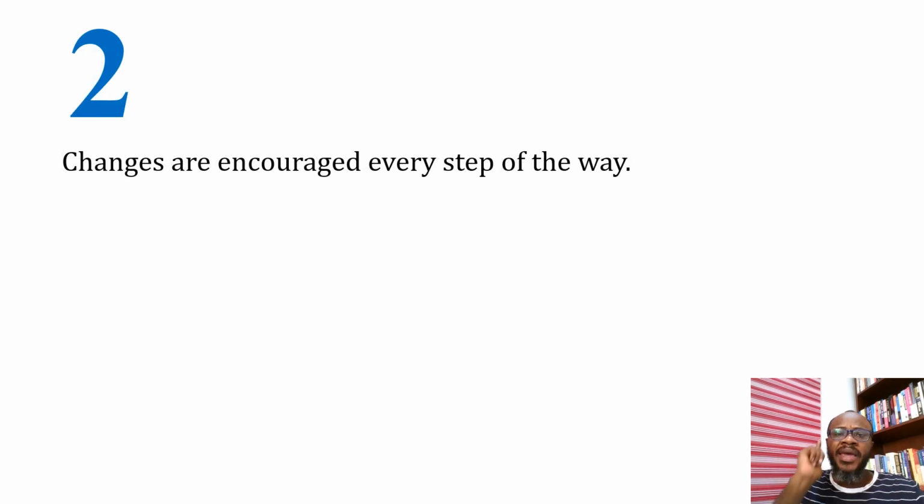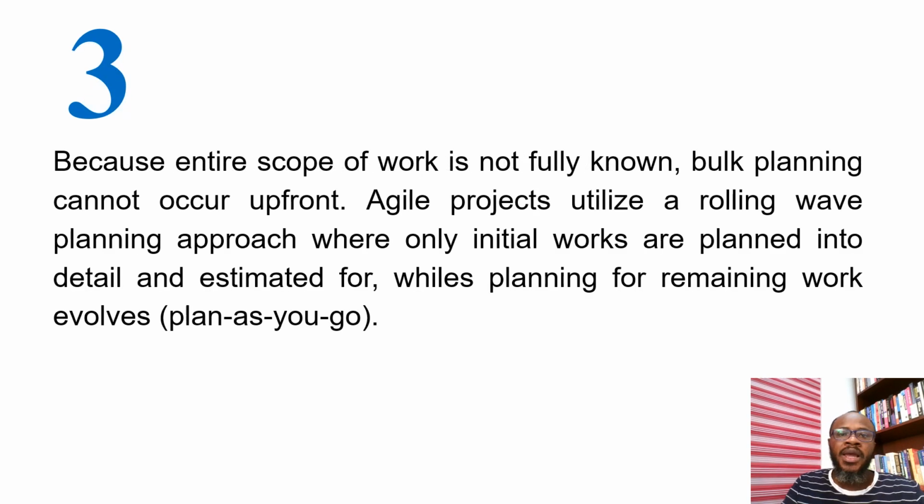Number 2, in Agile, changes are encouraged every step of the way. Number 3, because the entire scope of work is not fully known, bulk planning cannot occur upfront. Agile projects utilize a rolling wave planning approach where only initial works are planned into detail and estimated for, whilst planning for remaining work evolves, a kind of plan as you go.